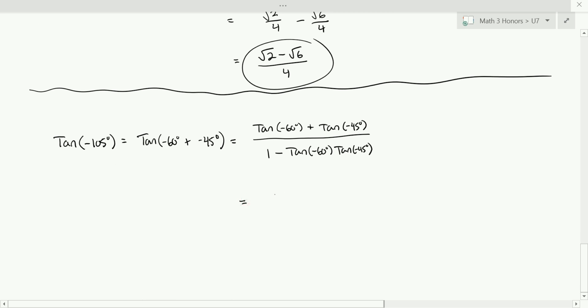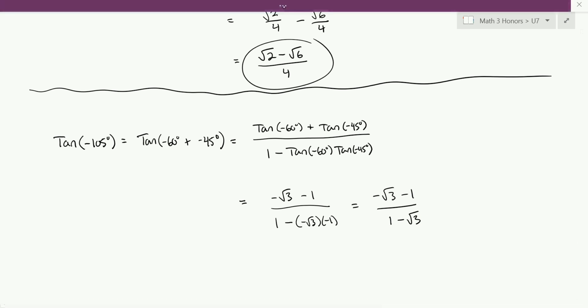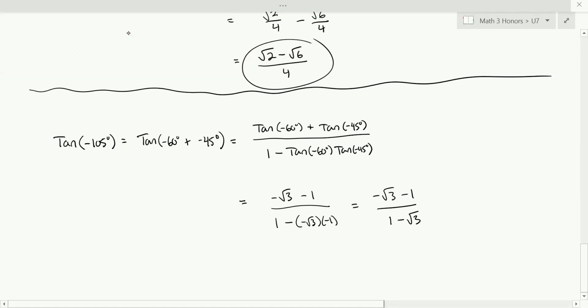And so we end up with, let's see, negative root 3 minus 1 over 1 minus negative root 3 times negative 1. Simplifying that a little further, you get negative root 3 minus 1 over 1 minus positive root 3. Negative times negative, this times this is positive, and you got a minus sign there. Multiply by the conjugate, which is 1 plus root 3.